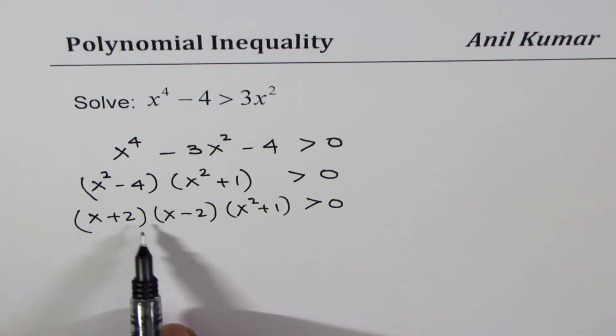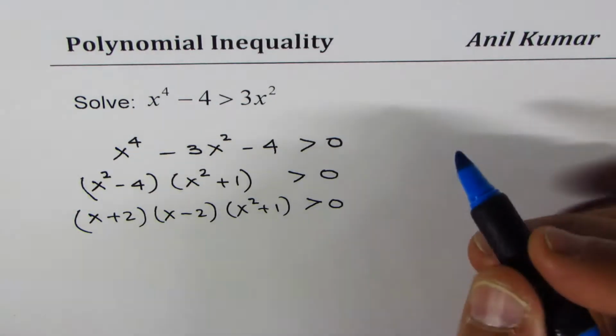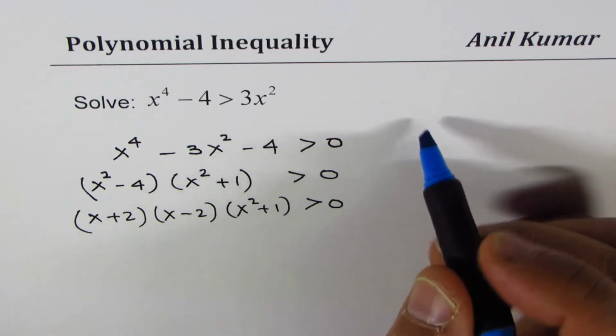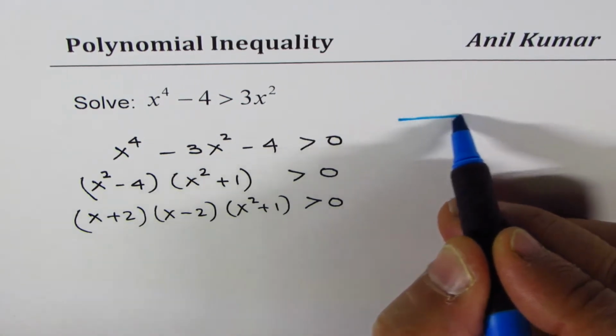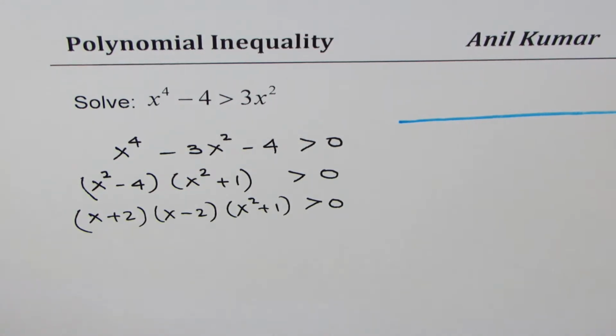Now, when you have a polynomial inequality, something like this, you could adopt a couple of methods. One of the methods is to graph it. The other one is the intervals we talk about. So what we will do here is we'll begin with the intervals and check with the graph.